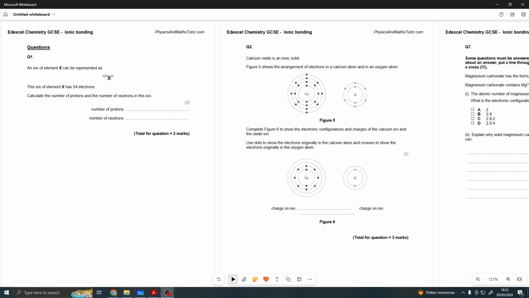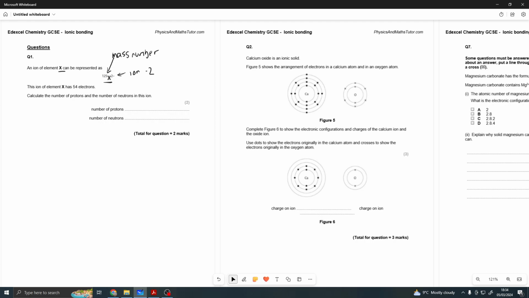We have an ion of element X that can be represented like this. It tells you two things here. We've got the mass number here, and it's also told you it's an ion and it has a -2 charge. These are important facts. Now, it first of all asks you the number of protons. It doesn't give you the atomic number, so therefore you have to work this out.